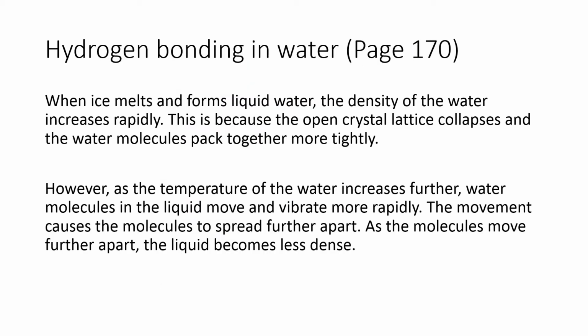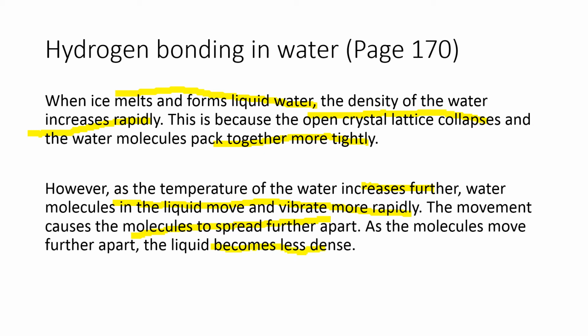Alright, so we are still on hydrogen bonds in water. It says as ice melts and forms liquid water, the density of water increases rapidly. This is because the open crystal lattice collapses and the water molecules pack together more tightly. However, as the temperature of the water increases further, water molecules in liquid move and vibrate more rapidly. The movement causes the molecules to spread further apart. As the molecules move further apart, the liquid becomes less dense.